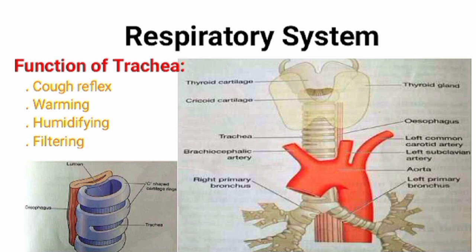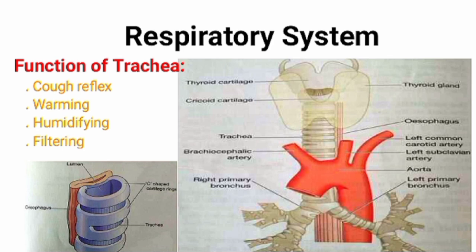Now the trachea. The trachea or windpipe is a continuation of the larynx and extends downward to about the level of T5, where it divides into right and left primary bronchi.